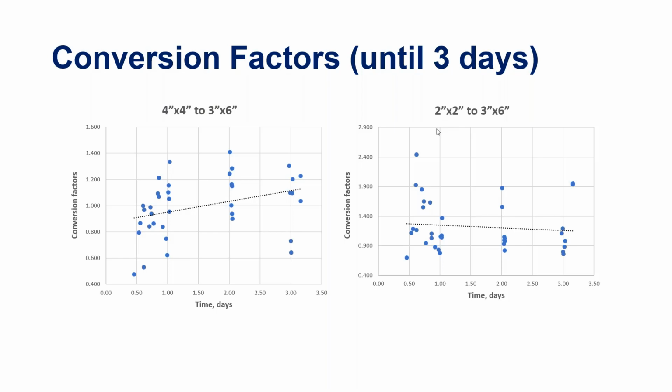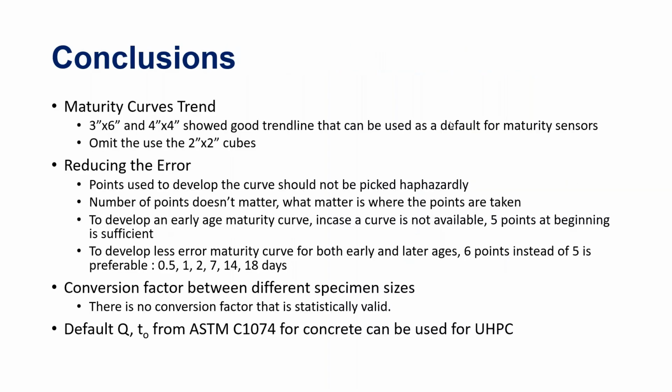And that's exactly why we need to do research. If you have a question, is it a valid question or not? So we are testing this method to see if it would work or not. So to wrap up, some of the conclusions from our work so far: the maturity trends, the 3 by 6 and 4 by 4 show very good trend lines, and that's what we recommend to be used for the maturity curve development. And users should refrain from using the 2 by 2 cubes for maturity. So that's the conclusion associated with this part.